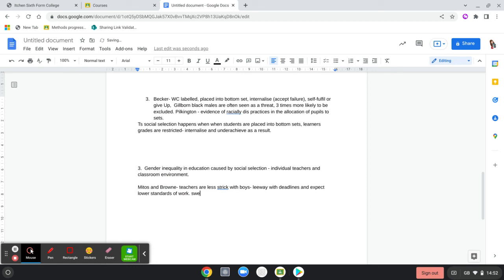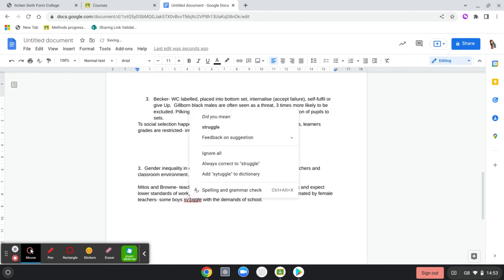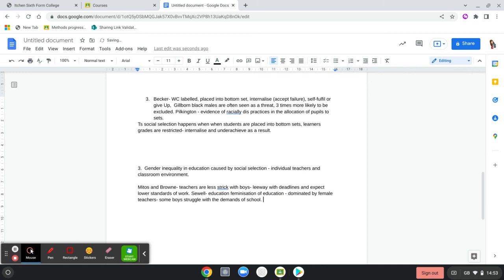Sewell argues that the education system has become feminized. There's been a feminization of education, that the sector is dominated by female teachers, and it means that some boys struggle with the demands of school. So it's basically too many women in the teaching profession. It means that boys are really struggling. It's only about 1 in 5, is it? Yeah, 1 in 5 primary school teachers is male. I mean, I'm sure most women feel the same way in most boardrooms or in any senior roles within society.